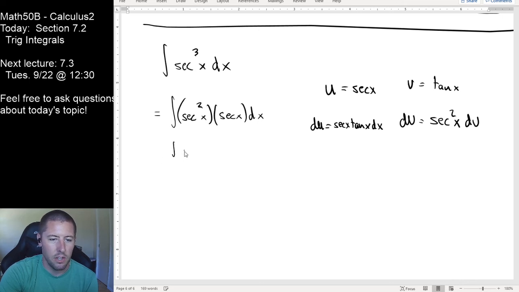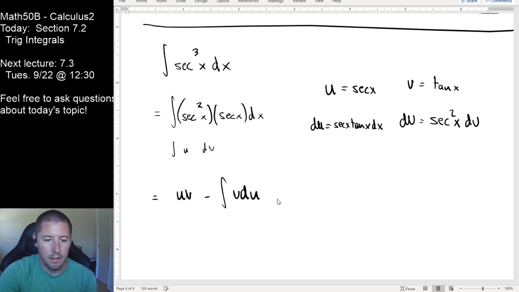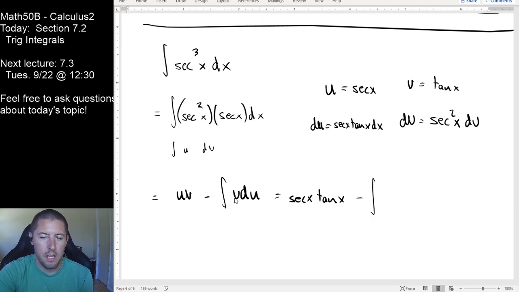We've got our integral of u dv, and so we want to say that this is equal to uv minus the integral of v du. And to us, that's going to be uv, so secant tangent, minus the integral of v du. All right, it looks like we've got tangent times secant times tangent times dx. So in total, it looks like v du actually has a secant tangent squared dx.